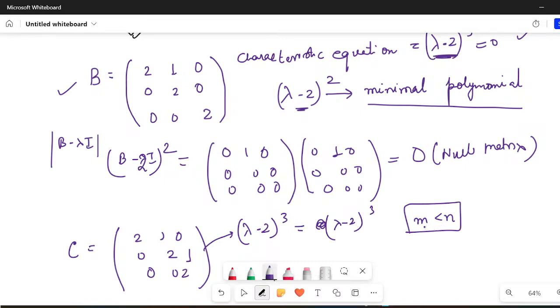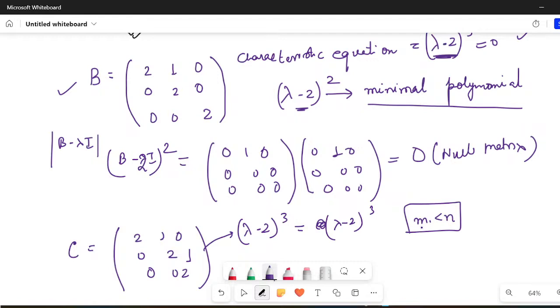Although the possibility of having a lower-degree minimal polynomial will occur only if your eigenvalues are repeated, it is not always necessary that the existence of a repeated eigenvalue implies m less than n. That is, the existence of a repeated eigenvalue does not necessarily imply that there exists a different polynomial, other than the characteristic equation, of a degree lower than the characteristic equation. It may so happen that even if you have repeated eigenvalues, the minimal polynomial is of the same degree as the characteristic equation. This is what I want to convey.